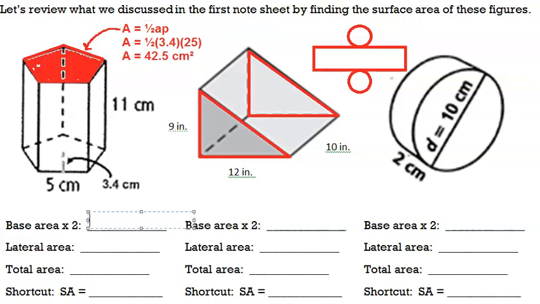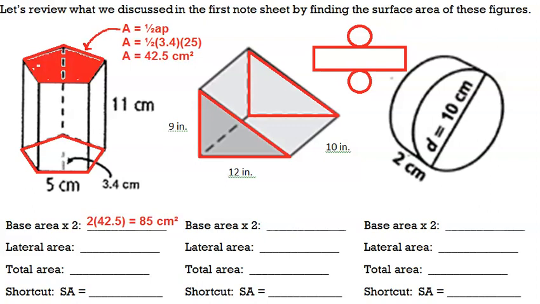Now, there are two of them. There is a hexagon on top. There is also a hexagon, or a pentagon, I'm sorry. There's a pentagon on top. There is also a pentagon on bottom. So you have to take that number and multiply it by 2. So you end up getting 2 times 42.5, which equals 85 centimeters squared.